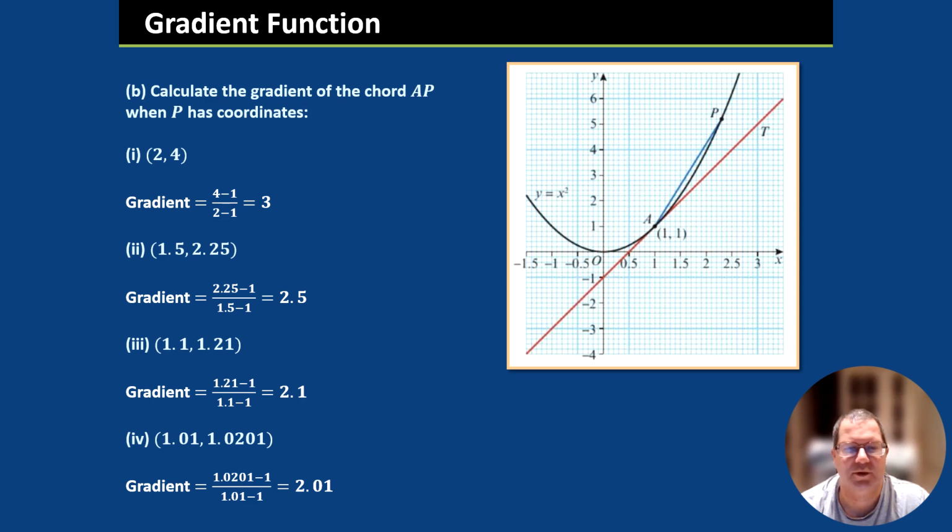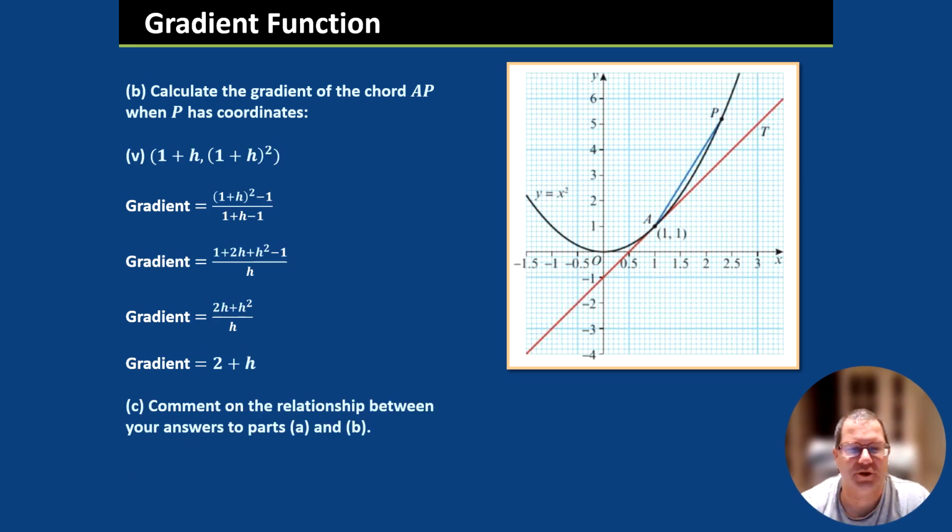Part B asks us to calculate the gradient of the chord AP at different coordinates for P. And you'll notice as you look at them that they're all getting closer and closer to our (1, 1) point. So starting with (2, 4), the gradient is 4 take 1 over 2 take 1, which is equal to 3. If we have P at (1.5, 2.25), then the gradient is 2.25 minus 1 over 1.5 minus 1, which is 2.5. When P is at (1.1, 1.21), the gradient is 2.1. And when P is at (1.01, 1.0201), the gradient is 2.01.